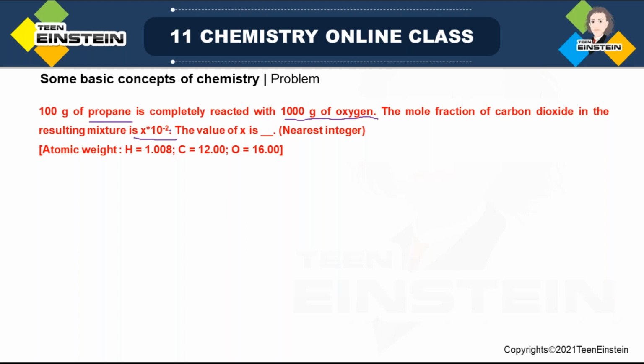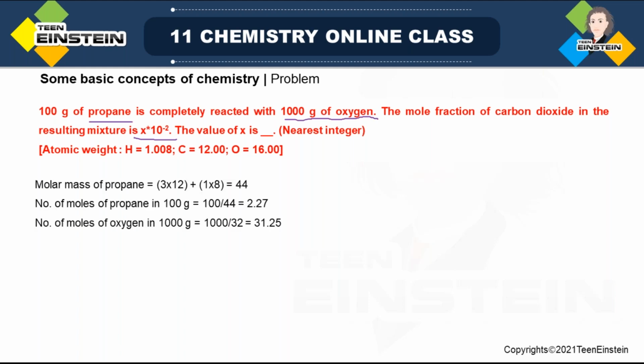The atomic weights of hydrogen, carbon, and oxygen are also given. Now, propane, CH3, CH2, CH2. There are a total of 3 carbon and a total of 8 hydrogen. So propane is basically this one, CH3, CH2, CH2, so total 3 carbon atoms. If you want to know the molar mass of propane, it should be 12 multiplied by 3, and as there are a total of 8 hydrogen, it is 8 into 2. So this is the molar mass of propane.